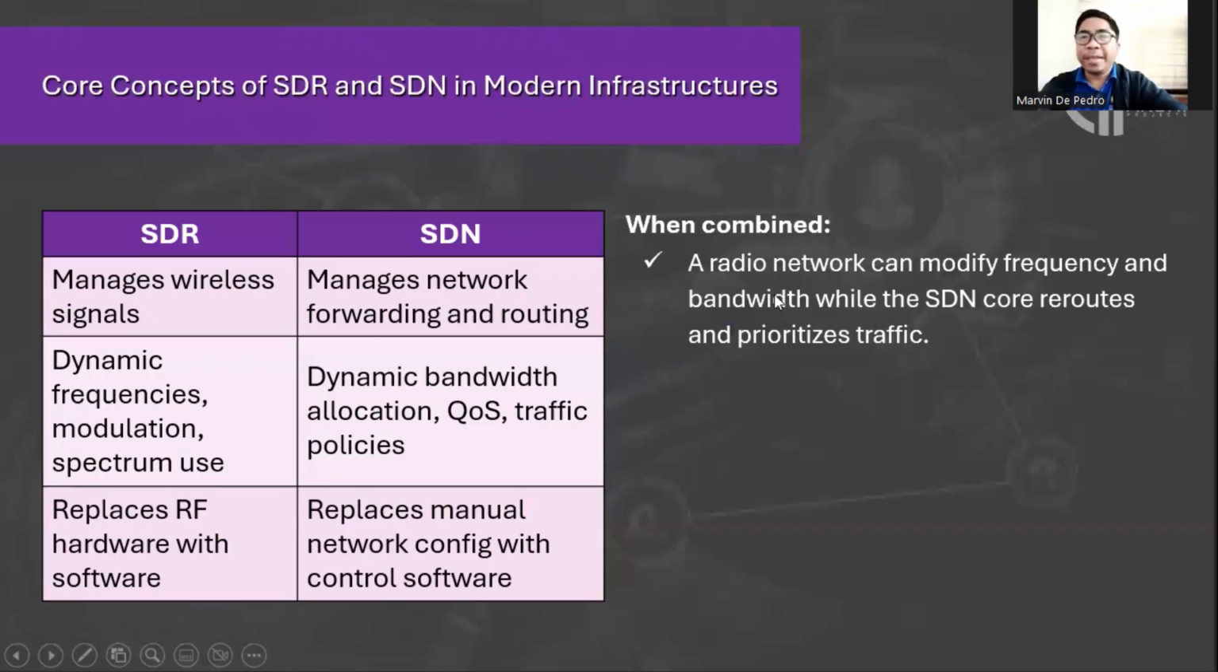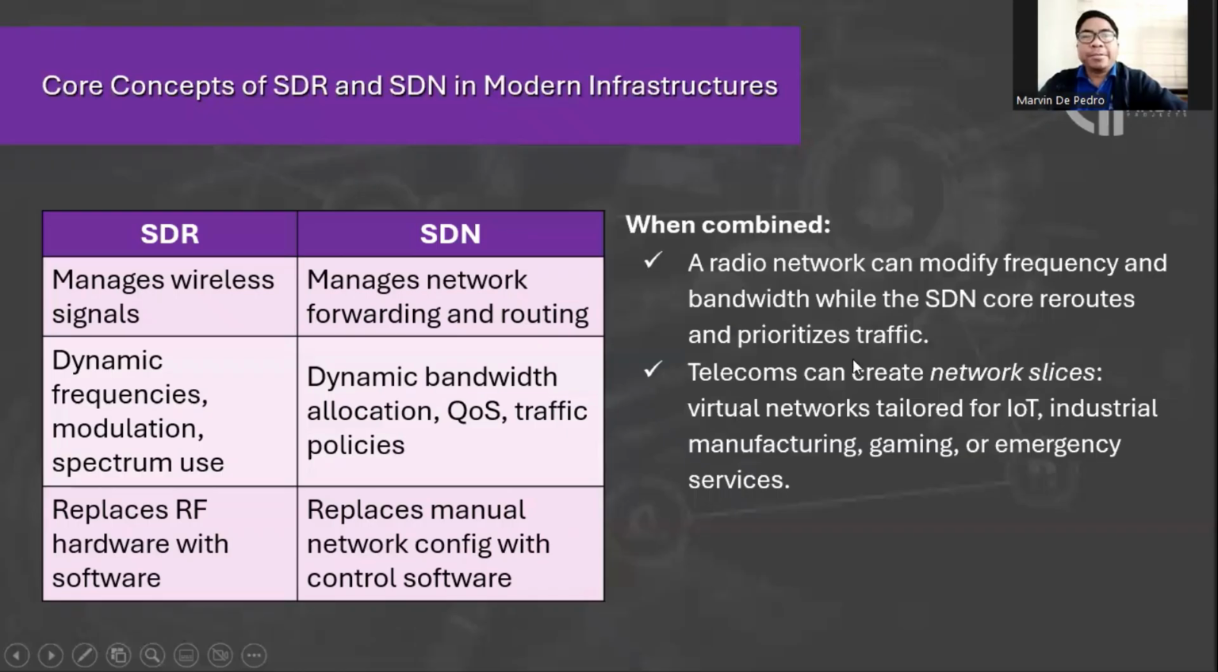And when combined, a radio network can modify frequency and bandwidth while the SDN core reroutes and prioritizes traffic. This is essential in what we call RAN, or radio access networks. Telecoms can create network slices with the help of SDN: virtual networks tailored for IoT, industrial manufacturing, gaming, or emergency services.